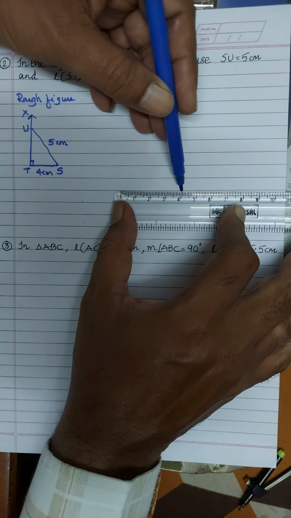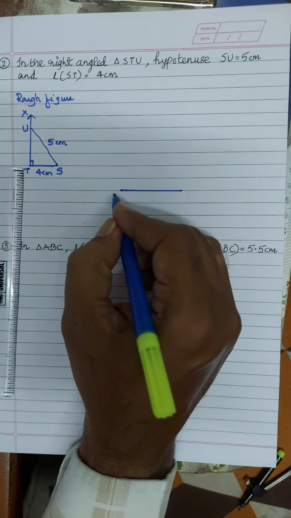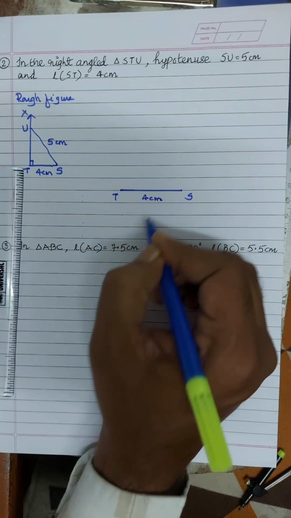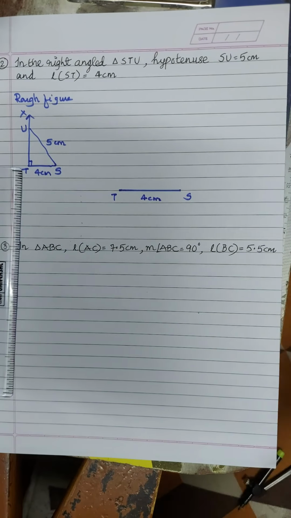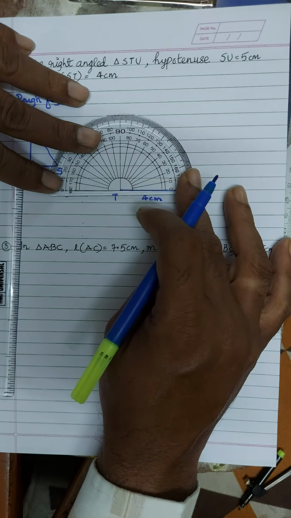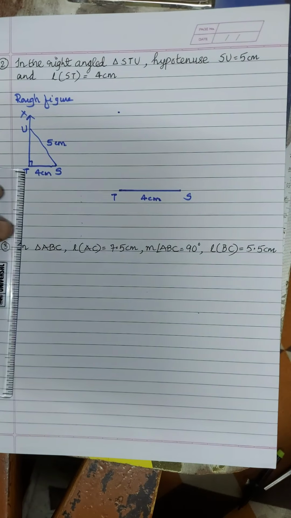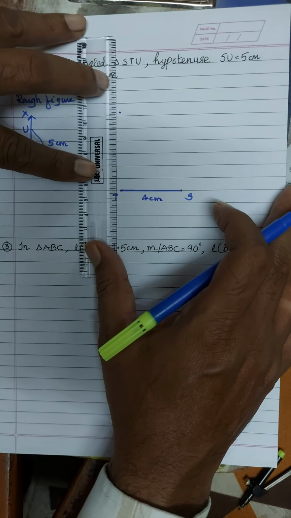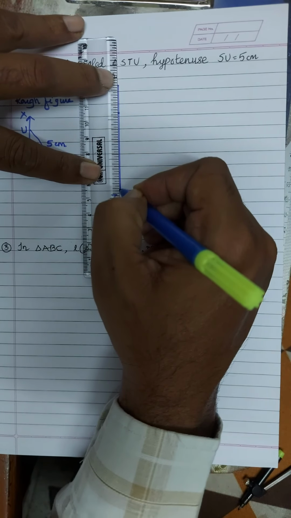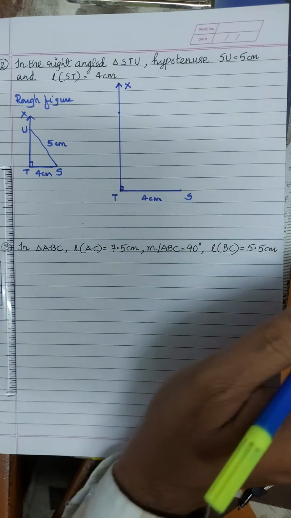See, this is 4 centimeter. We'll write TS 4 centimeter. Now after that we need to take a 90 degree, exactly 90 degree. So here I have taken a right angle, so this is 90 degree. Draw a line straight. Suppose this is X.